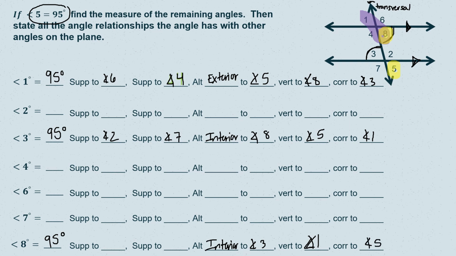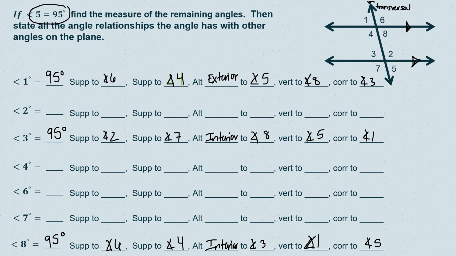And then you could say angle 8 is supplementary to the two angles beside it, which are going to be angle 6 and angle 4. So we know that it is supplementary to angle 6 and angle 4. Now, that is all the angles that are 95 degrees.